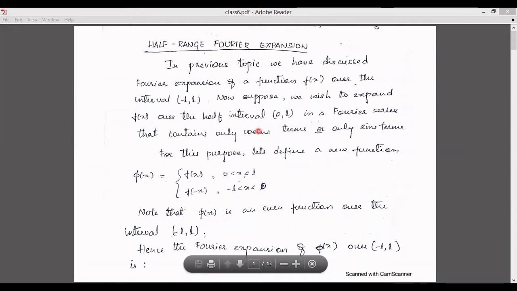Irrespective of odd function or even function, you will expand the given function completely in cosine terms or completely in sine terms. Okay, fine. For this purpose, let's define a new function phi of x, which is equal to a split function: f of x for 0, L and f of minus x for the interval minus L, 0. And here, this is for the interval minus L, L. And you can just see that phi of x is an even function.